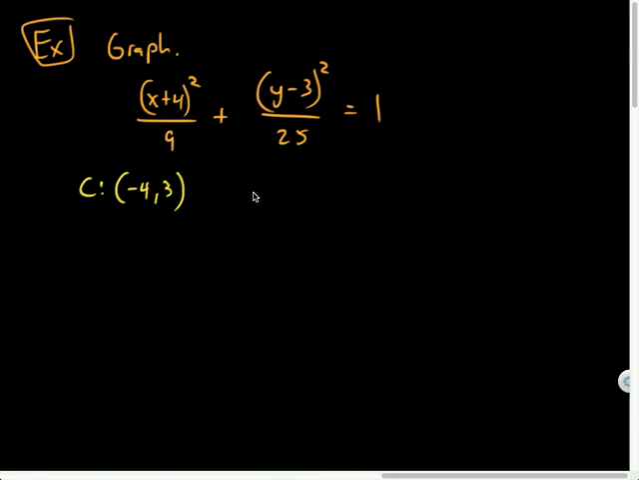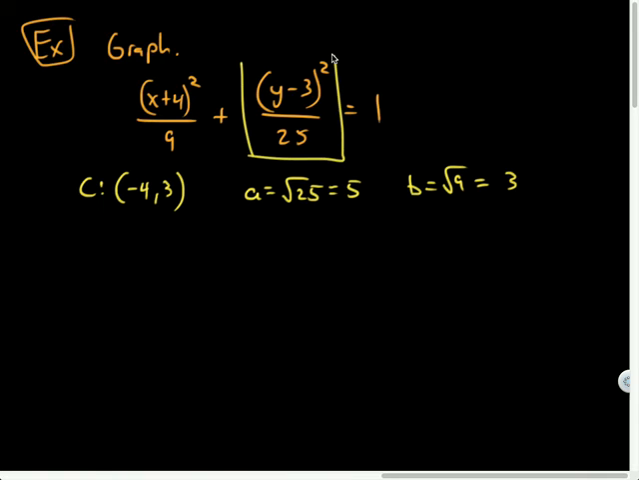Could anyone tell me what a is equal to? Now, a squared, rather, is always the larger of the 2 denominators. So this is a squared. So a is going to be the square root of 25, which is 5. Okay? And then b is going to be the square root of 9, the smaller of the 2 denominators, right? So b is 3. So even with this information, I actually have enough to graph it. I could plot that point. Oh wait, I have to figure out which way this is oriented. Let's see, the larger denominator's under the y, so it's a vertically oriented ellipse.